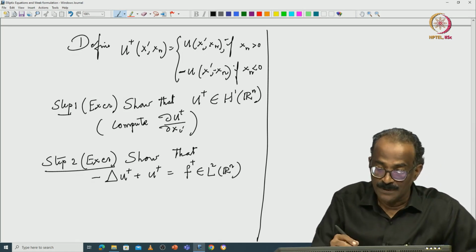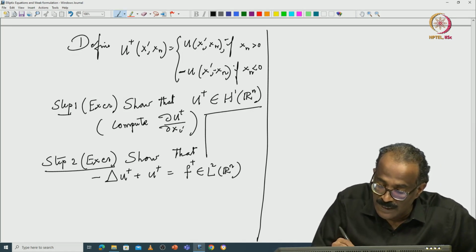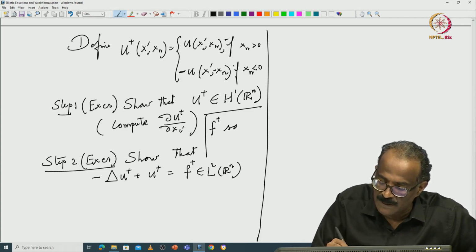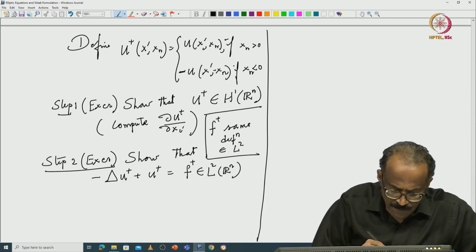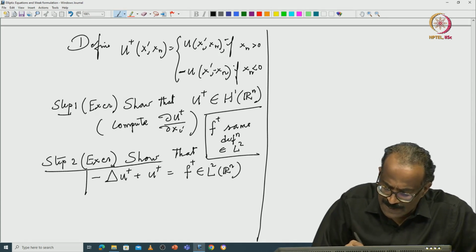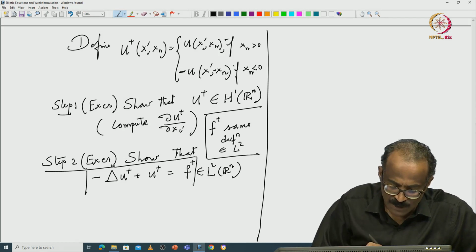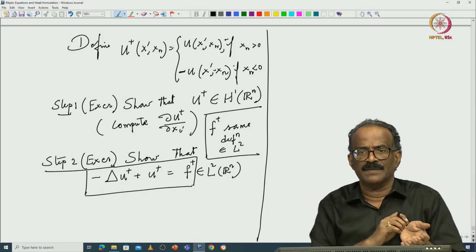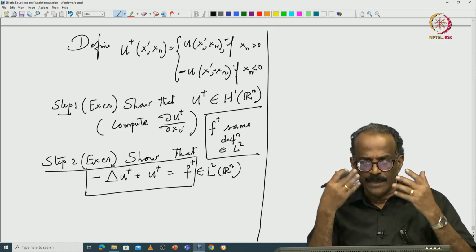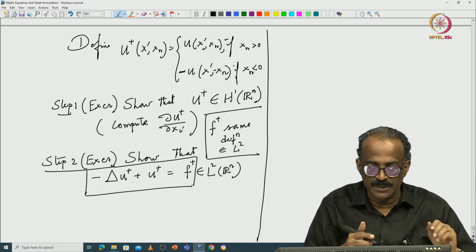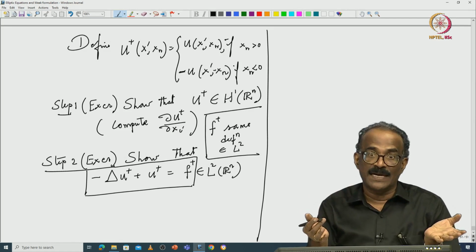In Rn plus now. So you can show that f plus is the same definition, and that is obviously in L2. So that is not a problem. The problem is that you show this satisfies the equation in the sense of distribution. That is the point. So you show that minus Laplacian of u plus, u plus equal to f plus in the sense of distribution, and f plus is in L2. Okay.